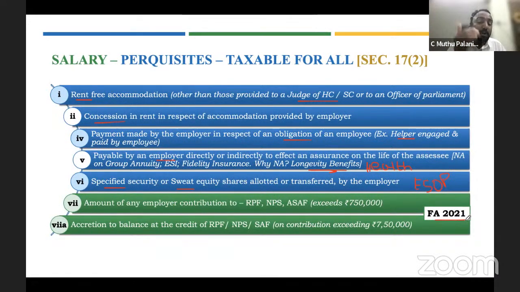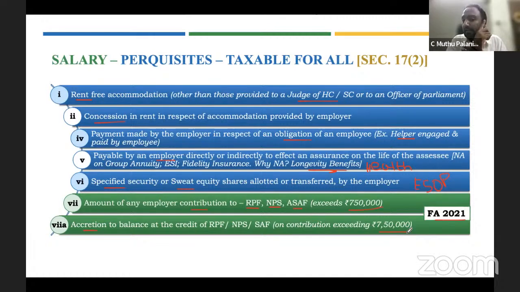So basically, employer contribution in excess of 7.5 lakhs. Employer's contributions to PF or RPF, that is Recognized Provident Fund, NPS, the National Pension Scheme, and SAF, the approved Superannuation Fund. So in these funds, if the contribution is in excess of 7.5 lakhs, then it is automatically applicable as taxation. So upon any employer contribution in excess of how much? 7,50,000. It's a recent amendment in Finance Act 2021. Not only the contribution, also any accretion on contribution exceeding 7.5 lakhs, which means interest on contribution exceeding 7.5 lakh also is taxable.